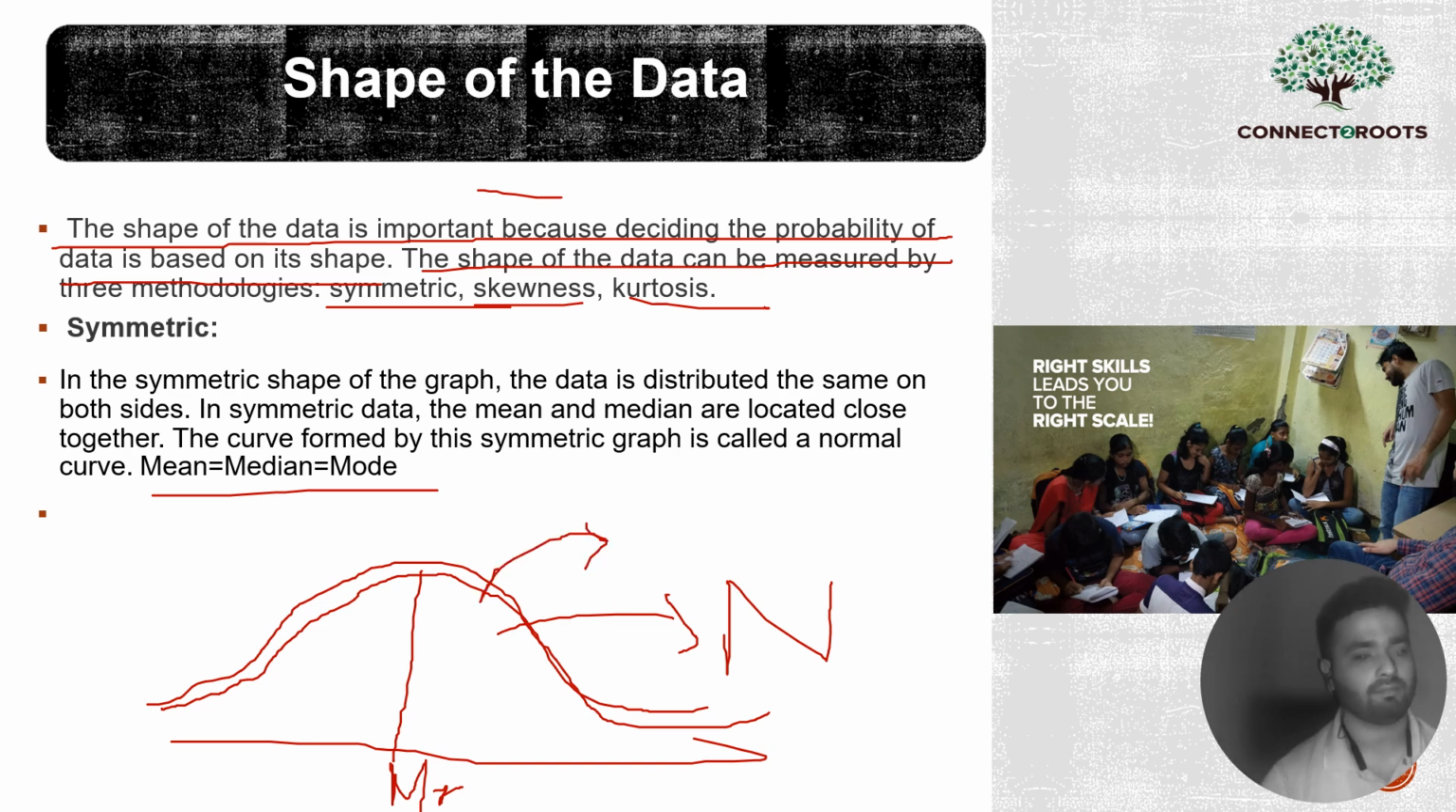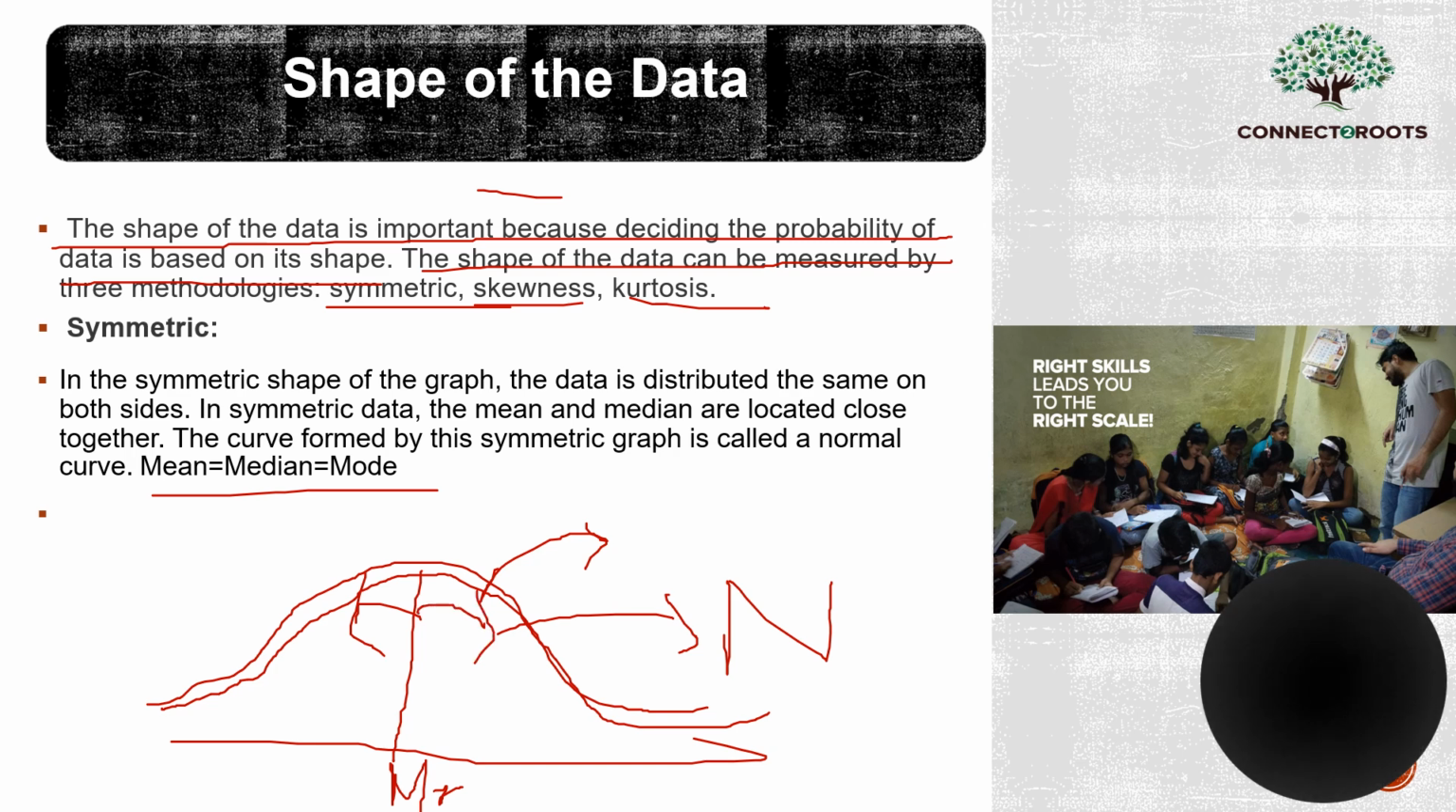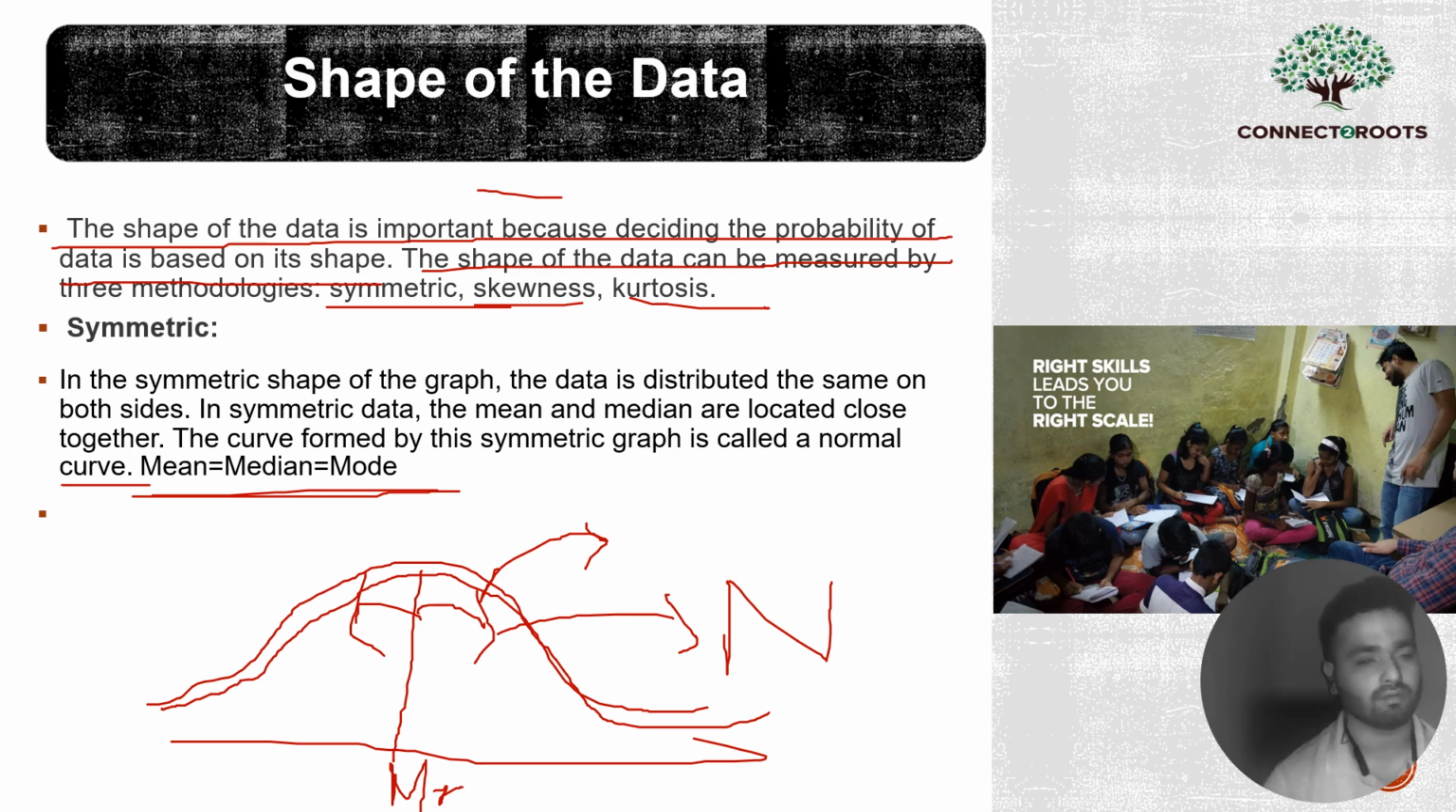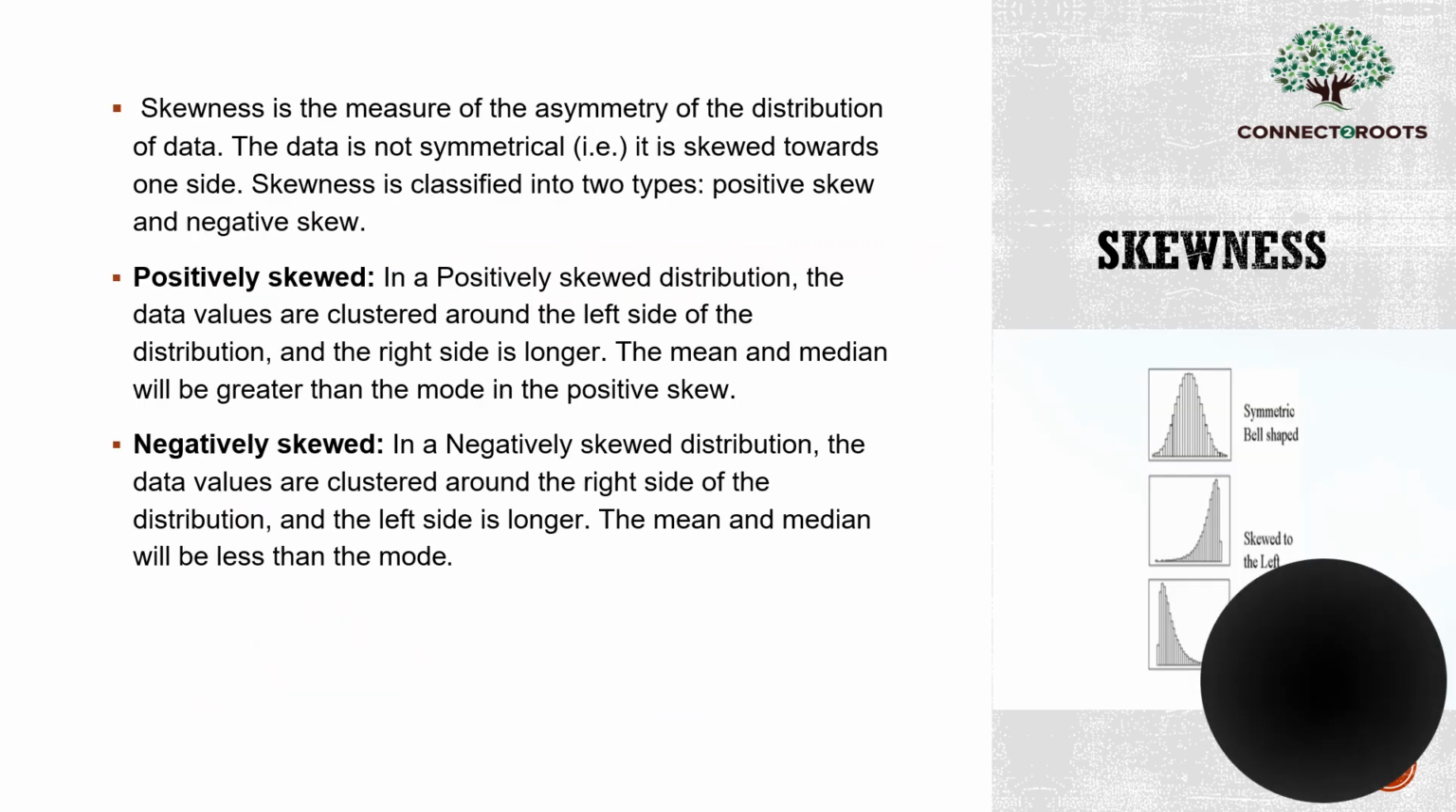If your shape is symmetric, then we can say the data is distributed the same on both sides. You can see an equal amount of data here and an equal amount of data on this side also. So in the symmetric shape of the graph, the data is distributed the same on both sides. In symmetric data, the mean and the median are located close together. The curve formed in the symmetric form is called a normal curve, and its mean is equal to median is equal to mode. Going to the next, what is skewness?